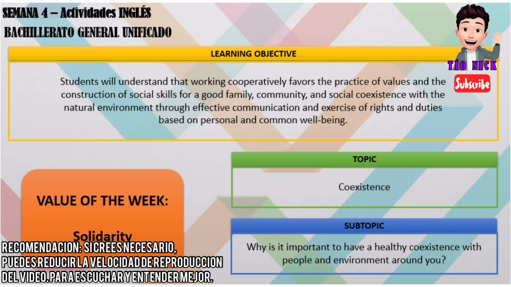In this video we will talk about the English activities for Week 4 of Unified General Baccalaureate. The learning objective for this week is: students will understand that working cooperatively favors the practice of values and the construction of social skills for a good family, community, and social coexistence with the natural environment through effective communication and exercise of rights and duties, based on personal and common well-being.